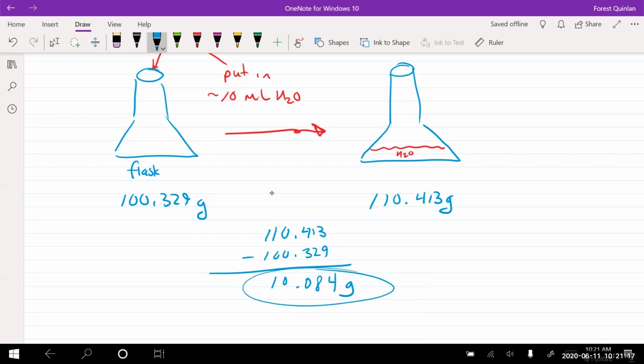Ta-da! There's more than one way to make sure you can get all the quantities you need. Now, I started this out by saying we were going to do mass, volume, and density. So let's talk about density and what that means.